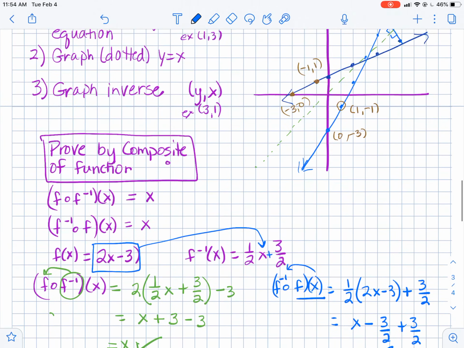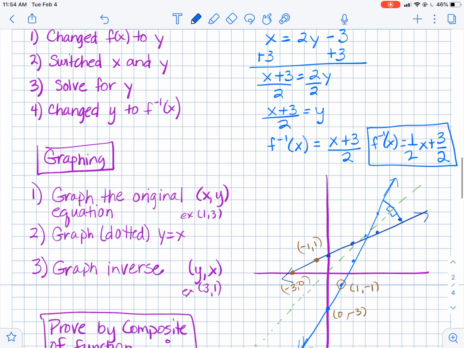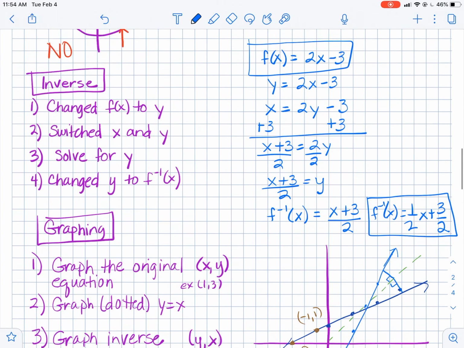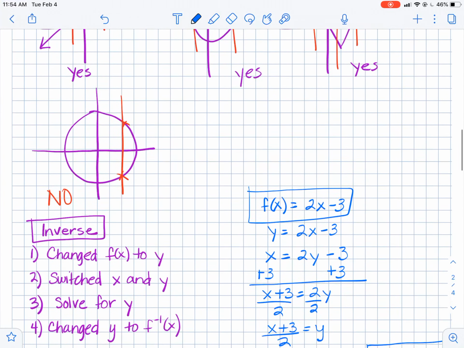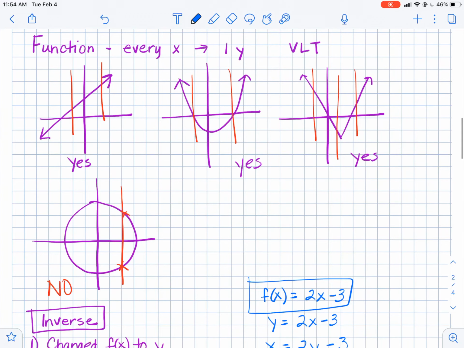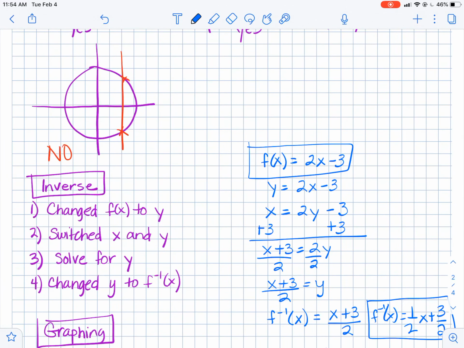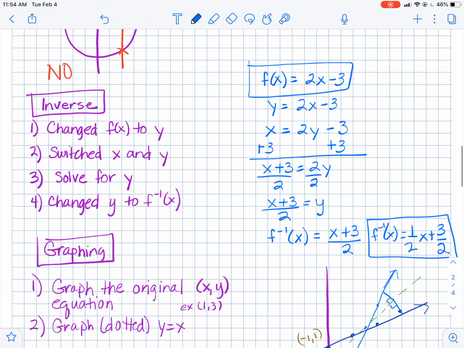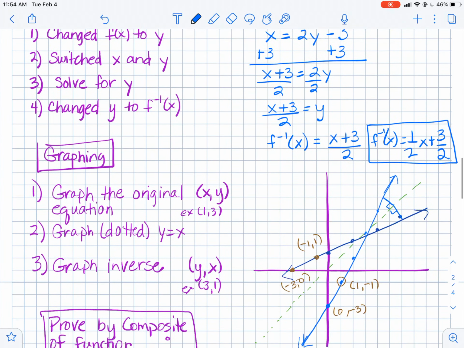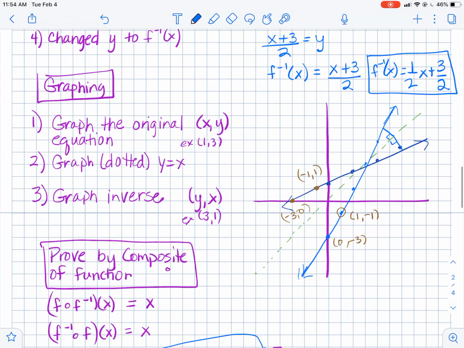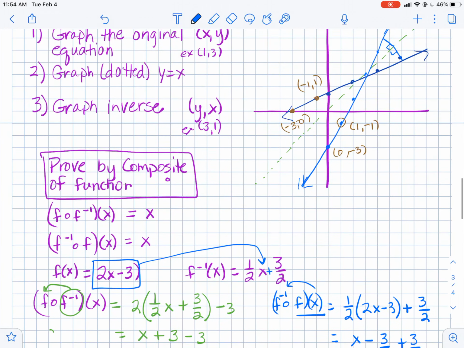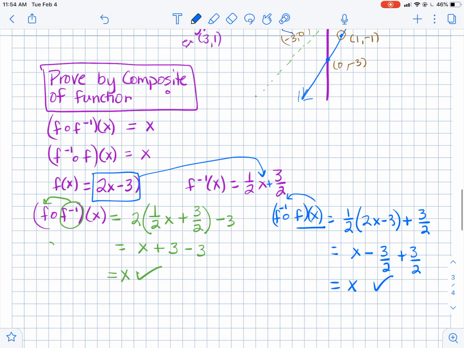So back up to what we've talked about. There's a review of what a function is, how to find the inverse, how to prove they're inverses by graphing, and how to prove they're inverses by composite of functions. Okay? We're going to do another video, and this one is actually finding the inverse of a quadratic.